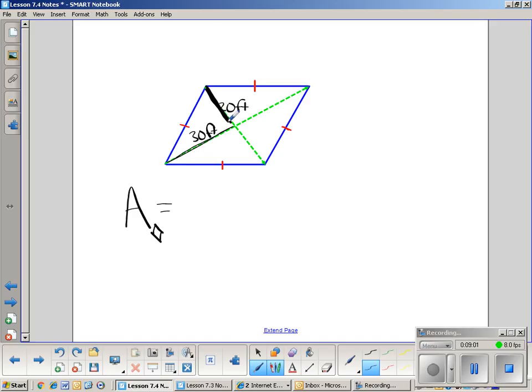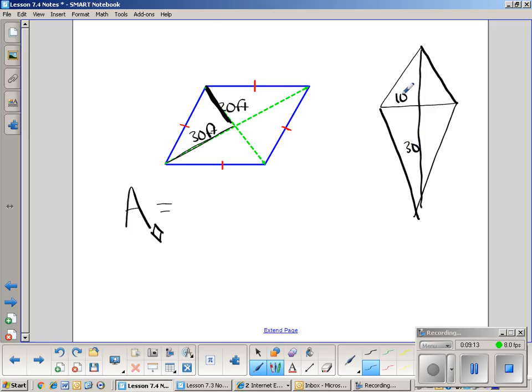Let me draw a kite real quick. Won't be perfect, but if I know this is 30 and this is 10 in a kite, we know this is 10, but we don't know what this is. So they would have to give me an angle, hopefully a 30, 60, 90 or a 45, 45, 90, so that we could find that missing side. And then we could finish this. Okay? Otherwise, we don't have enough information.